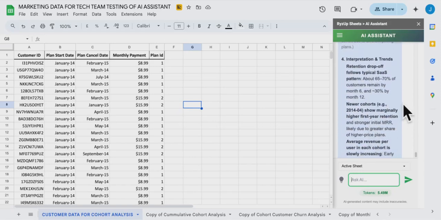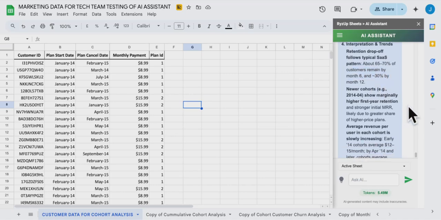Then it goes on to even add the interpretation and trends, which we never asked, but it will automatically do that given the prompt engineering and the training of the program in the backend. So it talks about the retention drop-off follows a typical SaaS pattern. About 65 to 70% of the customers remain by month 6 and so on by month 12.